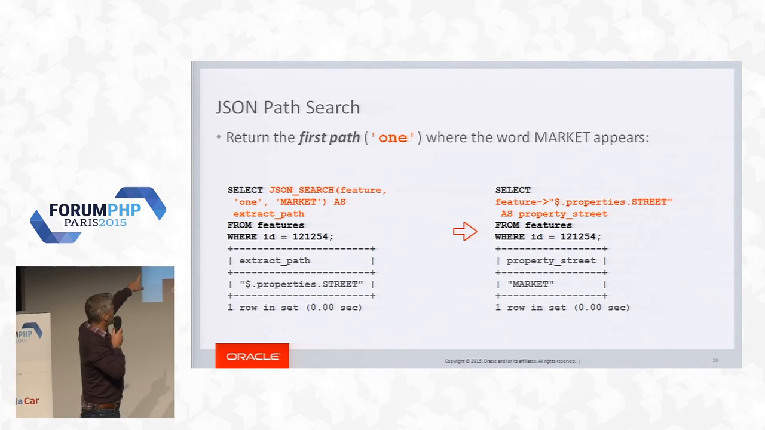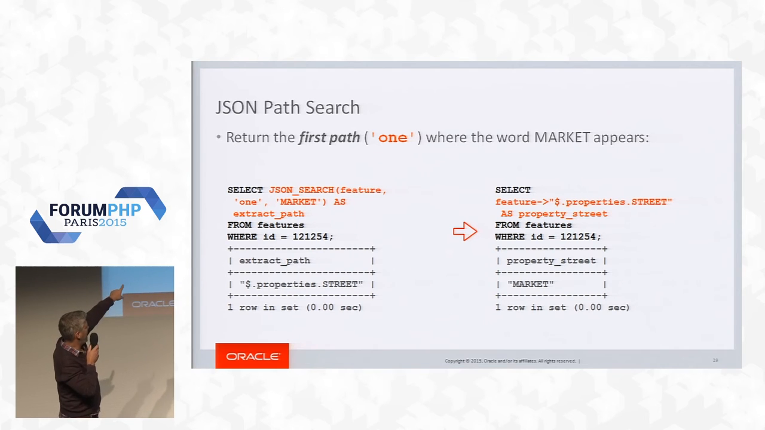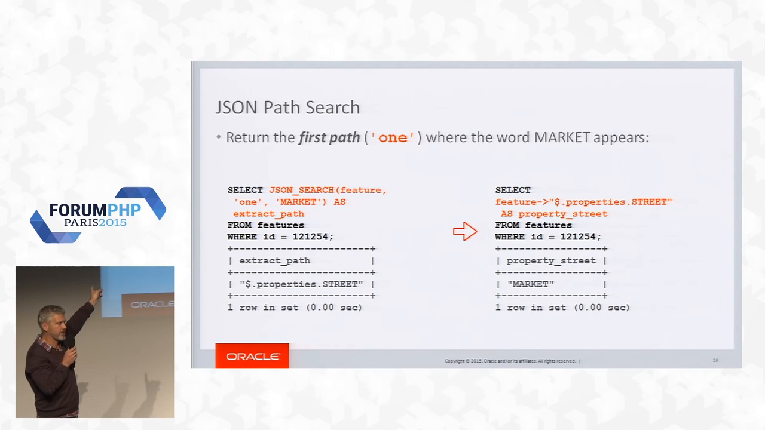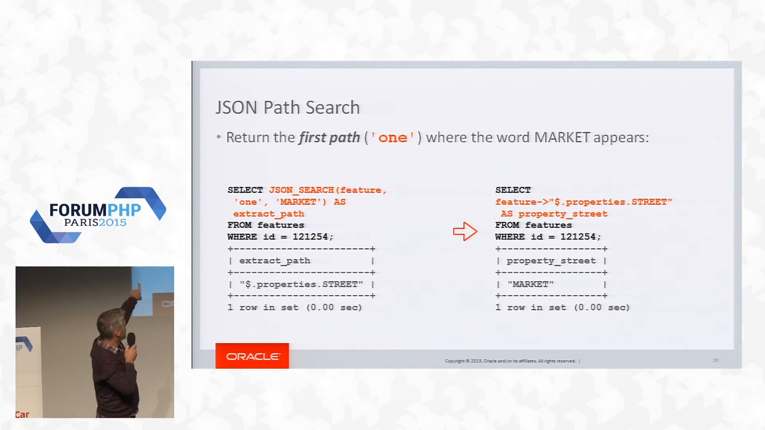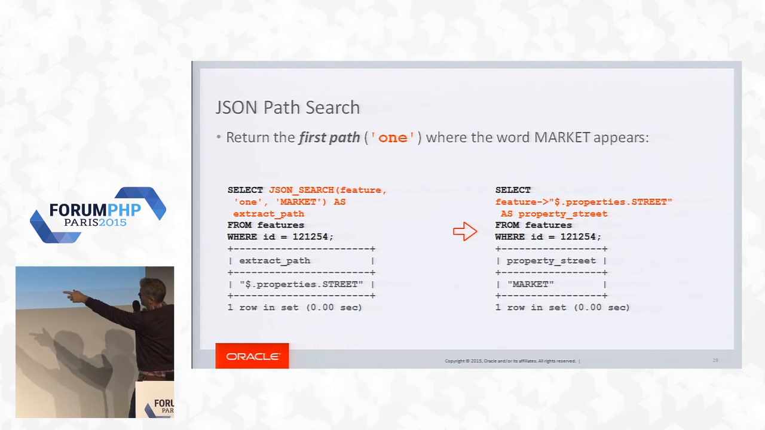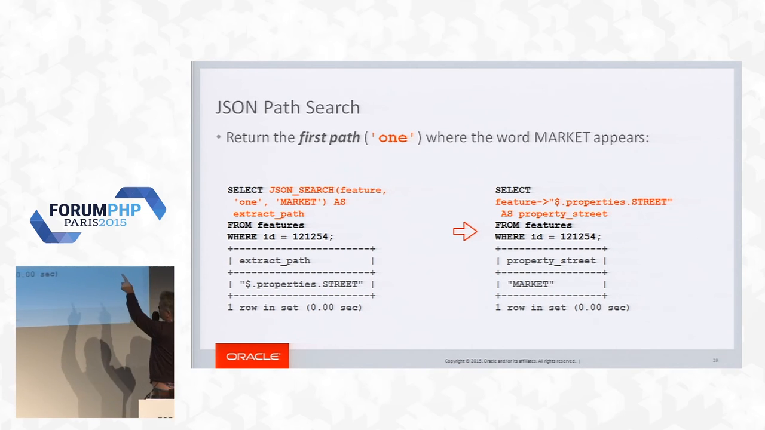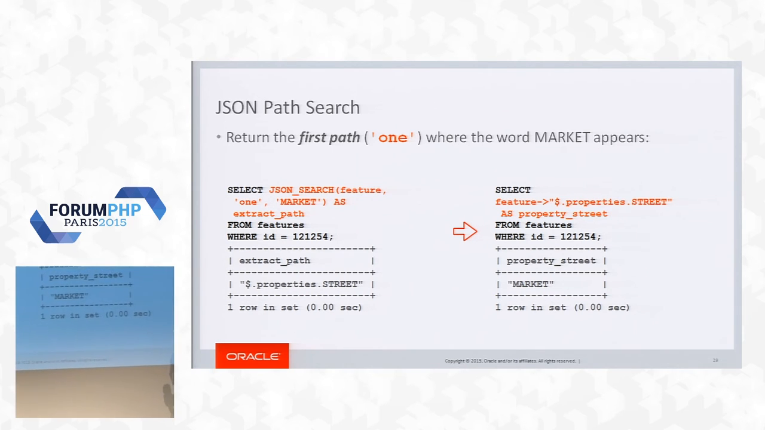So here you see the JSON search. The JSON search can take different arguments as the second one after the column. In this case, I've input one, so it just gives me the first one inside the JSON object, the first place where market appears. I'm searching within the object for the first appearance. You can also have all, and then you get all of them. That gives you a JSON path, which is what you would use then to select the actual contents.